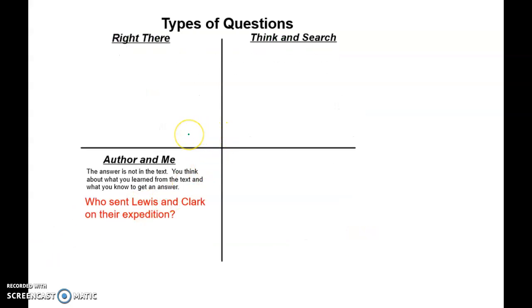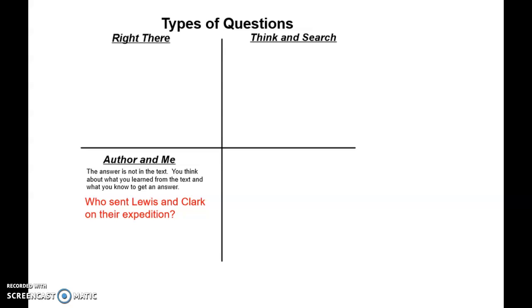Author and me is a third type of question. Author and me is not necessarily in the text, but you're going to think about what you learn from the text. You're going to use your background knowledge. You're going to make an inference in order to answer the question. So the question is, who sent Lewis and Clark on their expedition?